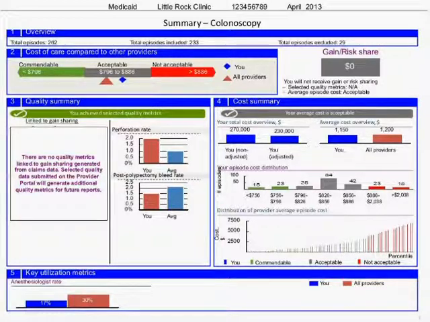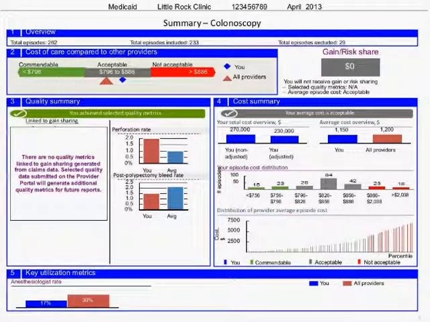On the other side of the center black line will be your quality metrics that are not being tracked to gain sharing. Now, when we get to the fourth section, it's going to go across the cost summary. There will be several graphs in this section of the report that will be useful to you in assessing your performance. The first one is going to be your adjusted cost compared to your total adjusted cost.